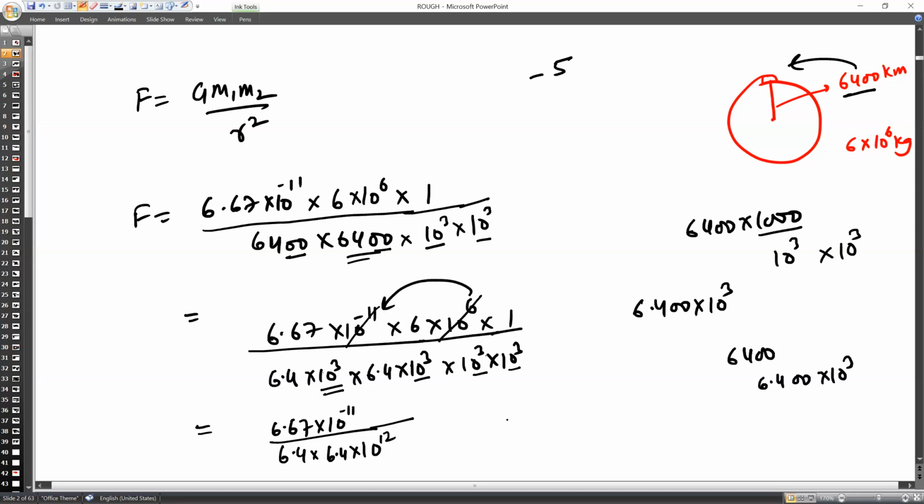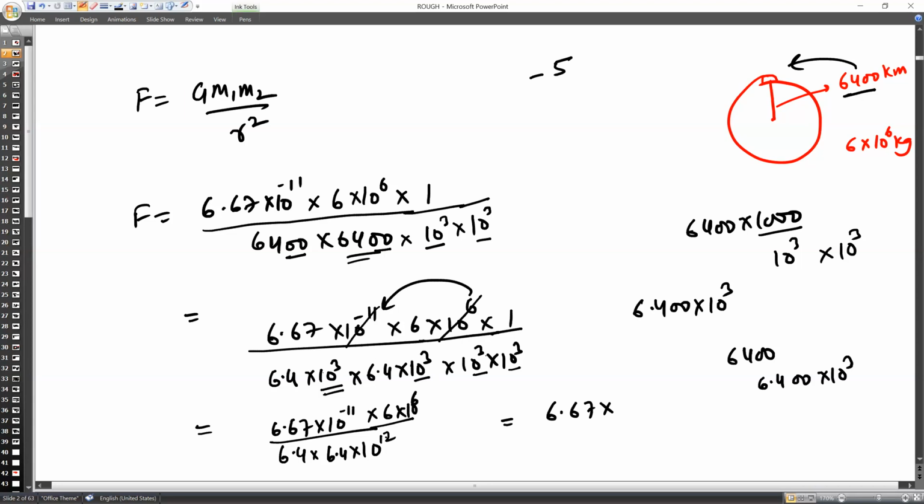Okay. And you will get this one as 6.67 into 10 to the power 6 into 10 to the power minus 6. So you can solve the power, total power. This power will also go into the subtraction, or when it goes to the numerator, it will get subtracted.